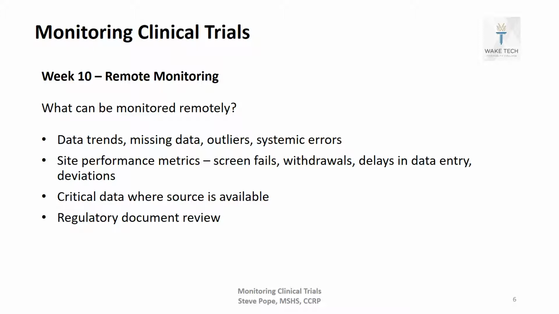We can also look at site performance metrics, things like the number of screen fails that they have, the number of withdrawals that they have. Do they have any delays in data entry? What kind of deviations are we seeing? These are all very important, and these are things that we want to get a grasp of very early, as soon in the life cycle as possible. If we've got a very large trial with dozens of sites and dozens or even hundreds of patients, we want to be able to see these trends and identify them as soon as possible during our trial so that we can correct things as we need to.